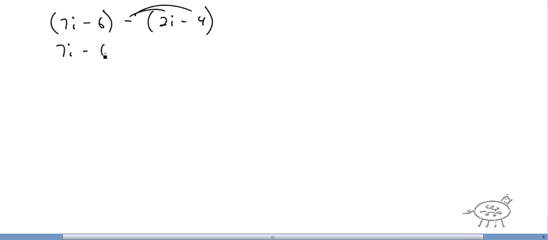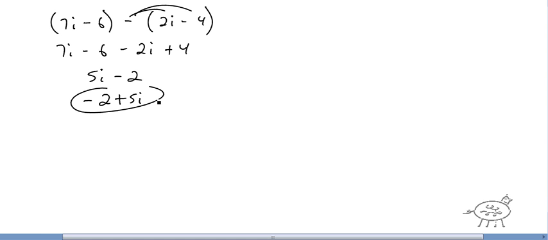Let's do just some basic operations here with complex numbers. So 7i minus 6 minus parentheses 2i minus 4. All right, so just make sure you distribute the negative both places. So we get 7i minus 6 minus 2i plus 4. 7i minus 2i is 5i, minus 2. Everybody agree with that answer? Are we all good? Yes? Boo! Wrong order. Negative 2 plus 5i. That's your answer. It's got to be in standard form.